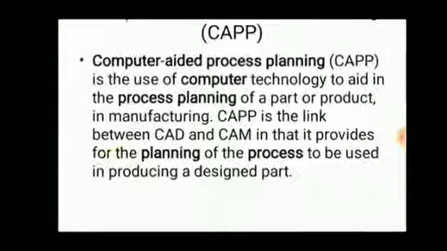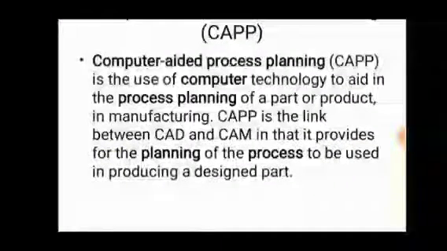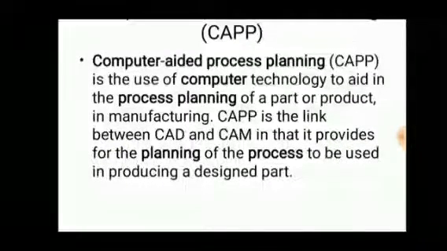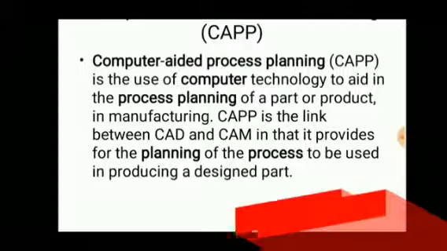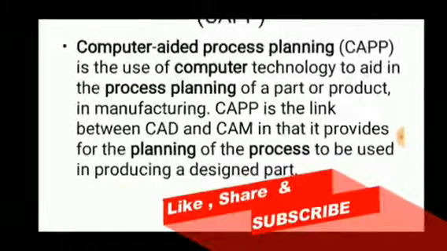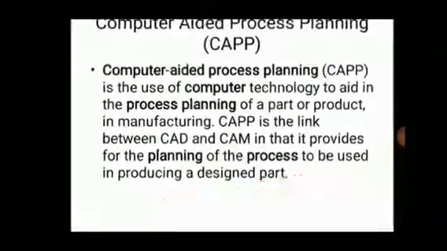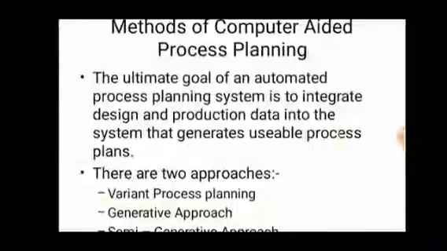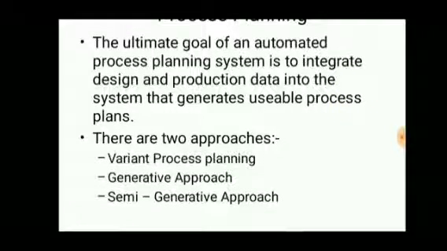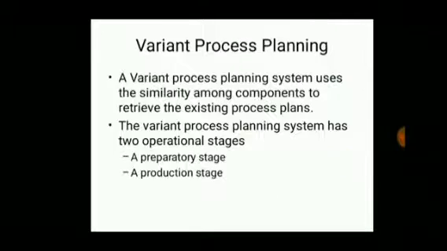Computer-aided process planning is a computer technology used to aid the process planning of a part or a product. It is considered a bridge between computer-aided drafting and computer-aided machining. The methods of computer-aided process planning are variant process planning, generative process planning, or a semi-generative approach.